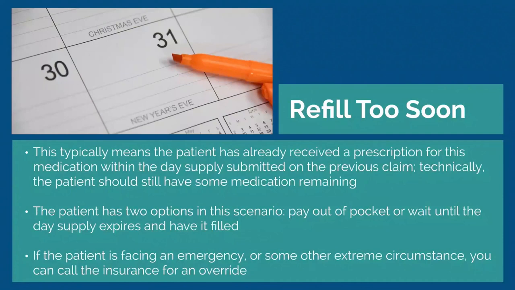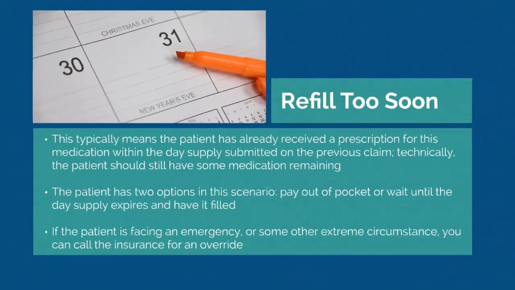So the patient has two options in this scenario. They could pay out of pocket and go ahead and get the prescription now, or they can wait until the day supply expires and have it filled. A lot of times insurance companies will give you 7 days to go ahead and fill your refill early. So in this case, the patient who came in 10 days early would have to wait 3 more days until it's 7 days from when he needs it, and then the insurance company would pay for it. If the patient is facing an emergency or some other extreme circumstance, you can call the insurance for an override.